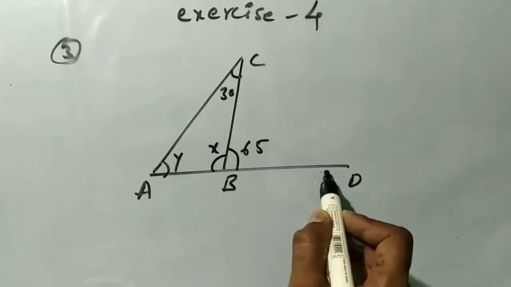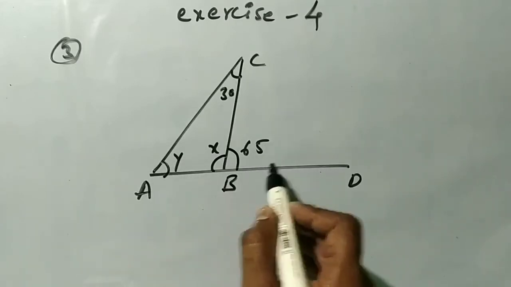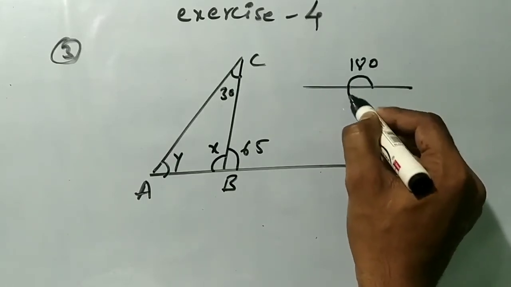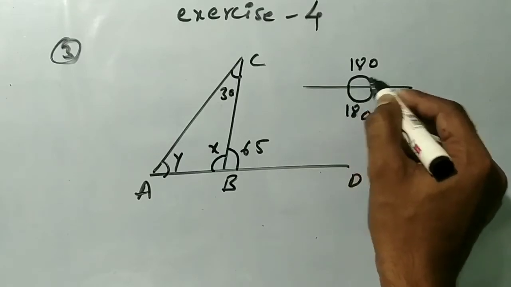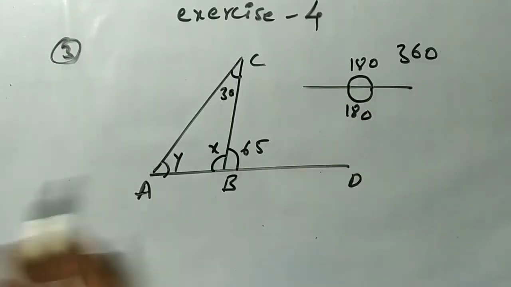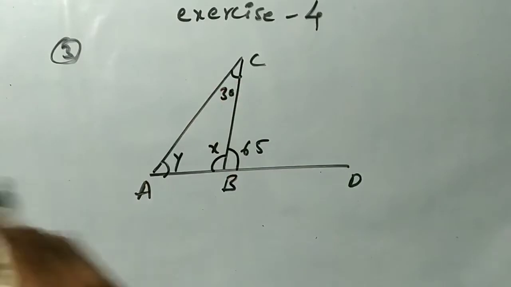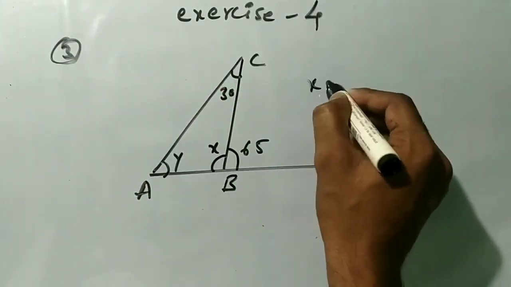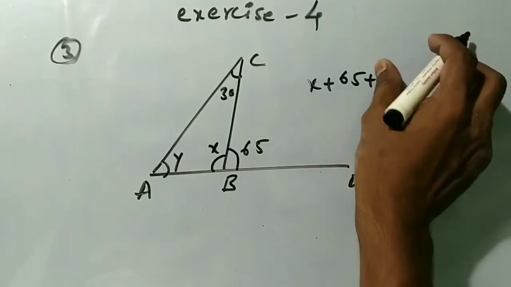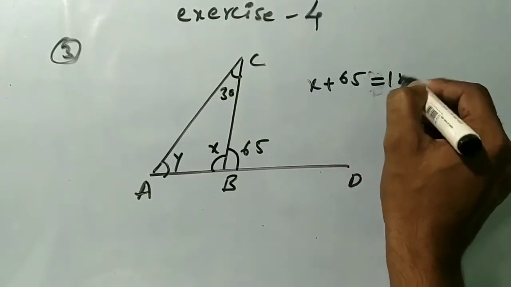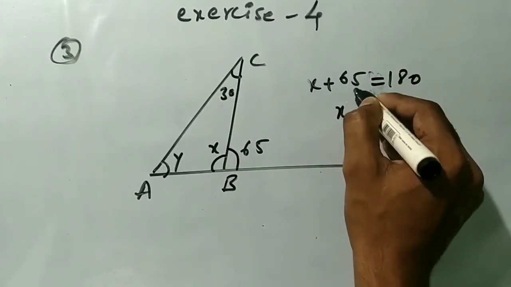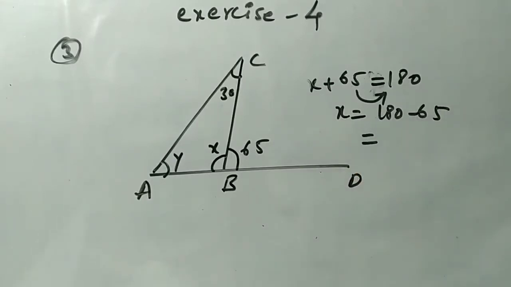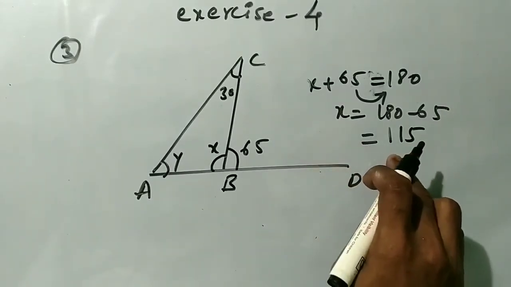We know that a straight line forms 180 degrees. This is 180 degrees, and this is also 180 degrees. So a circle forms 360 degrees. So x plus 65 is equal to 180. Then x is equal to 180 minus 65, so x is equal to 115.